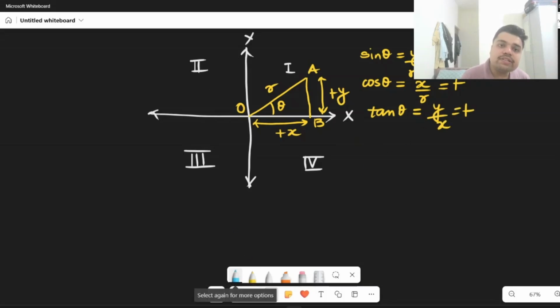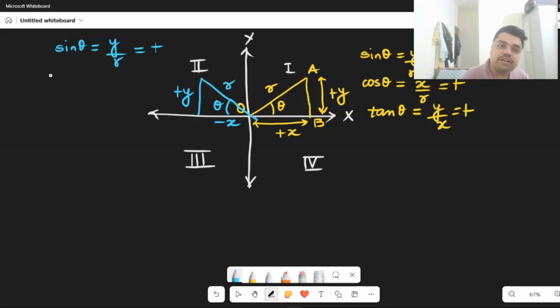Now let's talk about the second quadrant. This is theta now. In this case, my y will be positive, but my x will be negative, right? Negative x-axis. So let's talk about sine theta in this case. Sine theta will be y by r. Let's say this is also r. y by r, again positive. What is cos? Cos theta is base by hypotenuse. So the base is minus x here. Minus x by r, which is negative. And what is tangent here? Perpendicular by base means y by minus x, again negative.